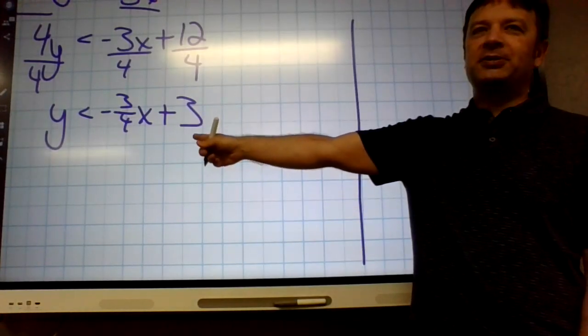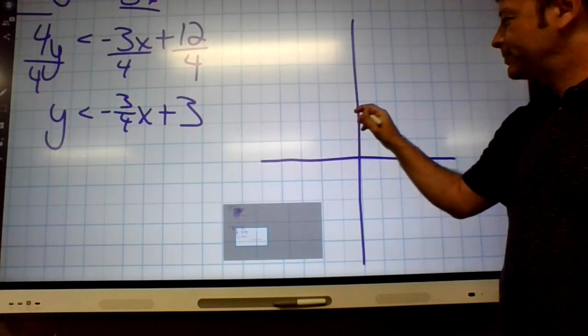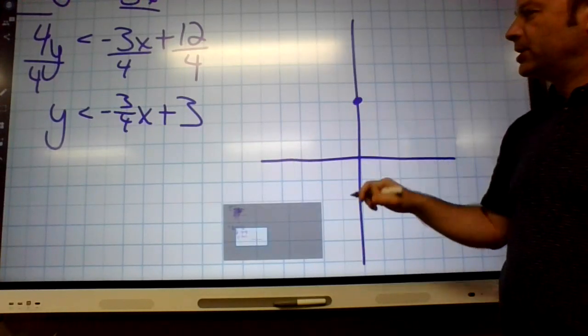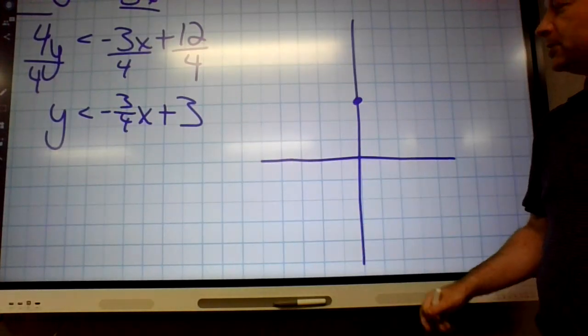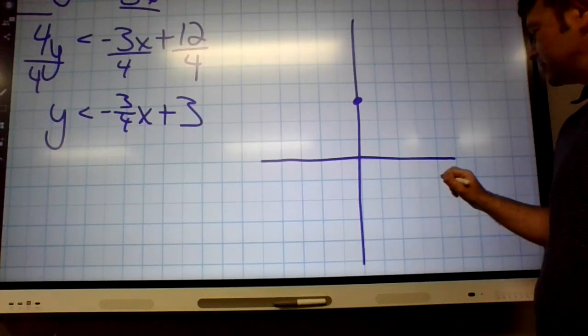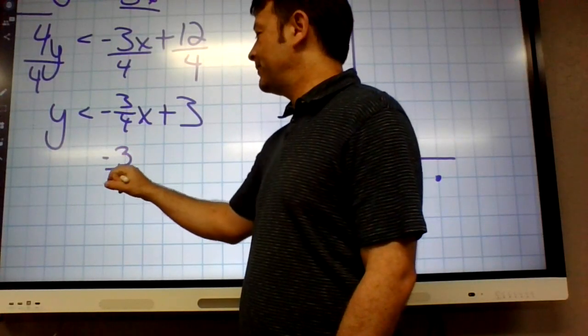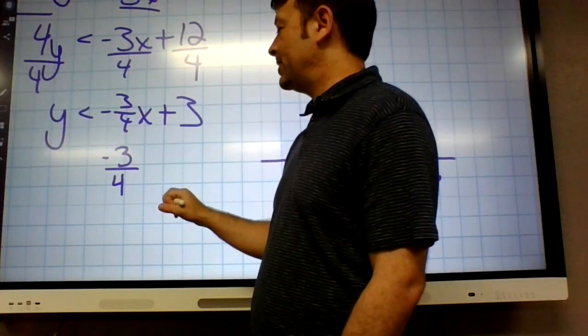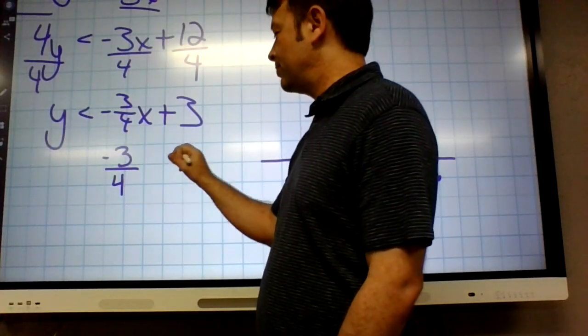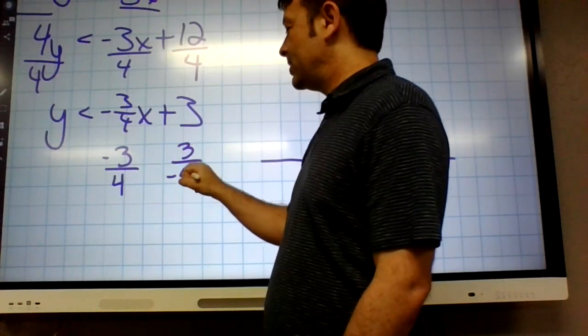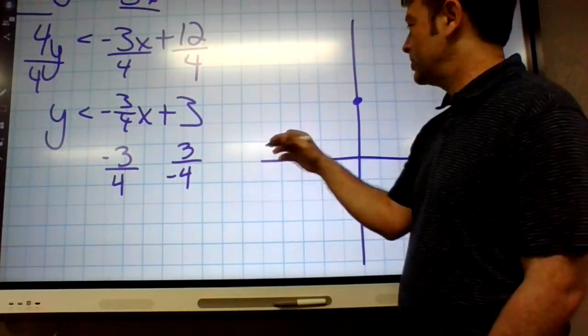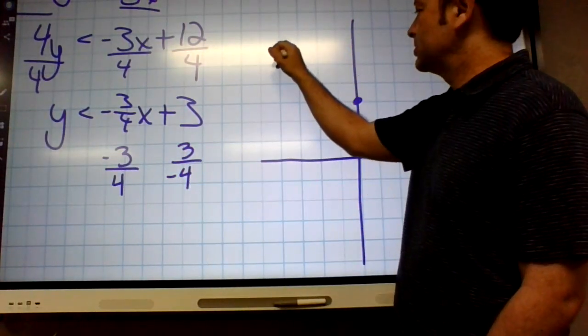Okay, where are we going to start this one at? Up 3. Where are we going to go? Down 3, right 4. Yeah, so if the slope is -3/4, either the top could be negative, like rise -3, run 4, or the bottom could be negative, rise 3, run -4, so you go backwards.